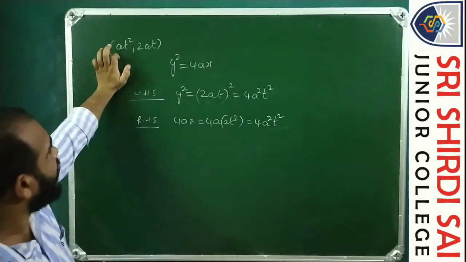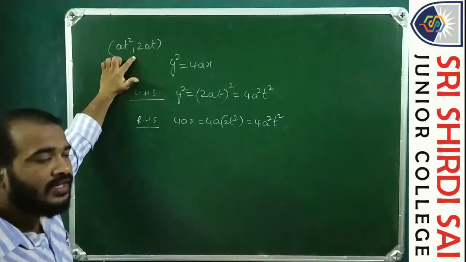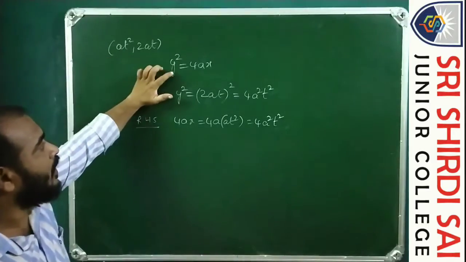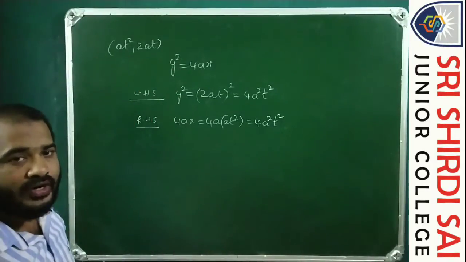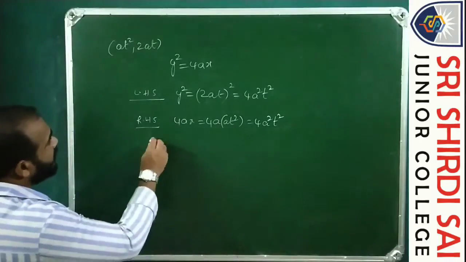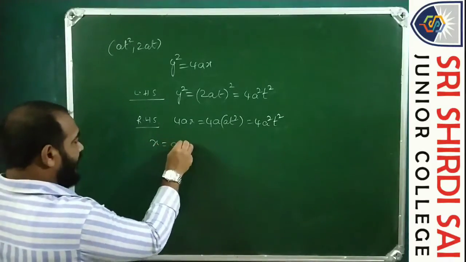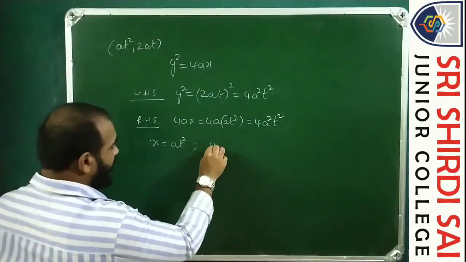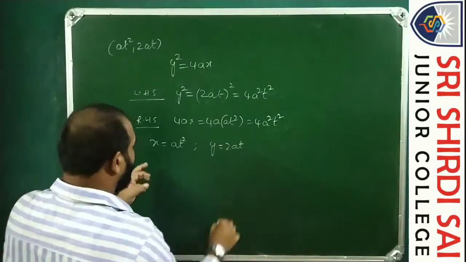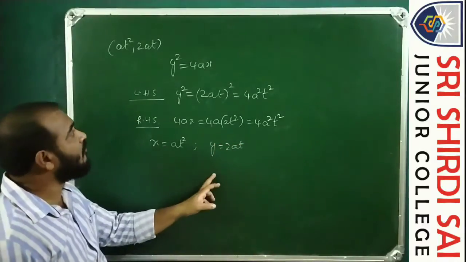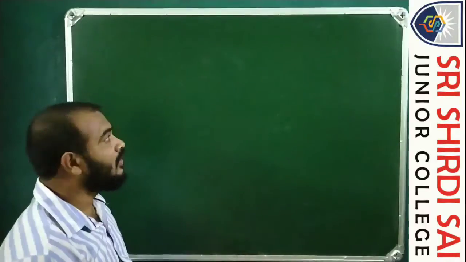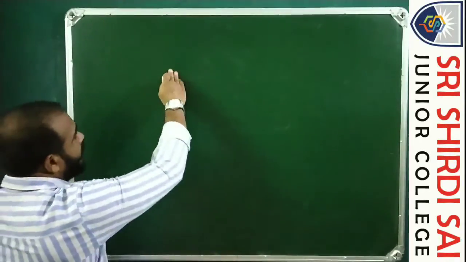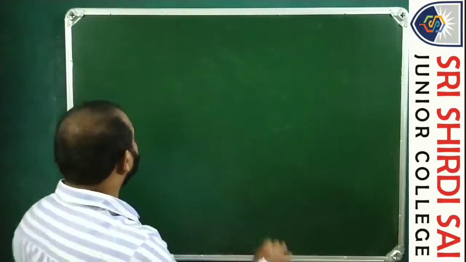Therefore this point (at square, 2at) is said to be the parametric point of the parabola y square equals 4ax. And so x equals at square, y equals 2at are said to be the parametric equations of this parabola. Now let us discuss the notations of this parabola.